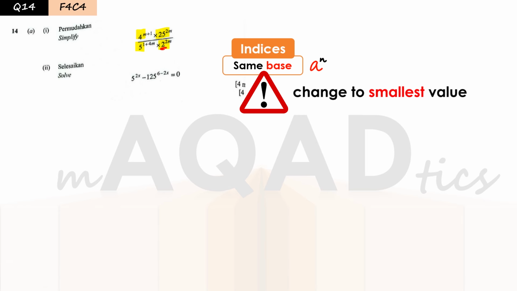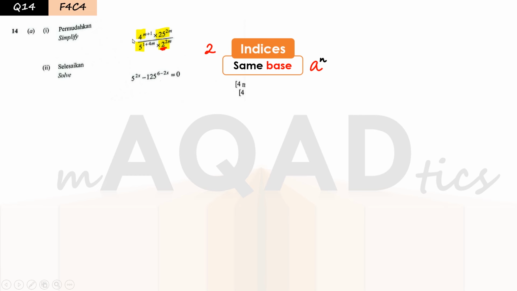So let us change all the bases here to be 2. Let's start off with 4. For 4, how are we going to change it to 2 to the power of something? This we already know, because 4 is 2 square. So if we change 4 to 2 square here, we have changed the base from 4 to 2. Similar to the one here.